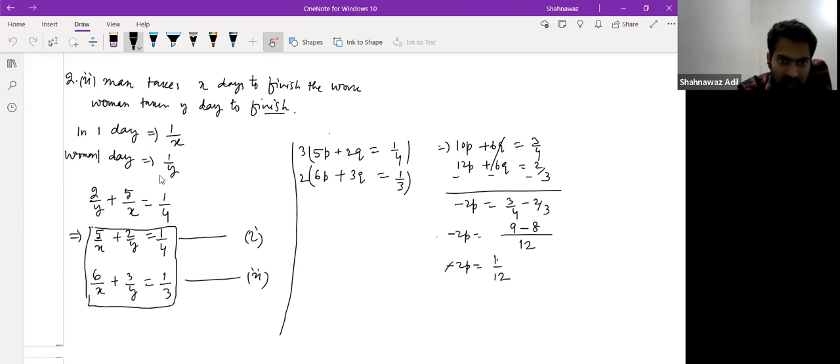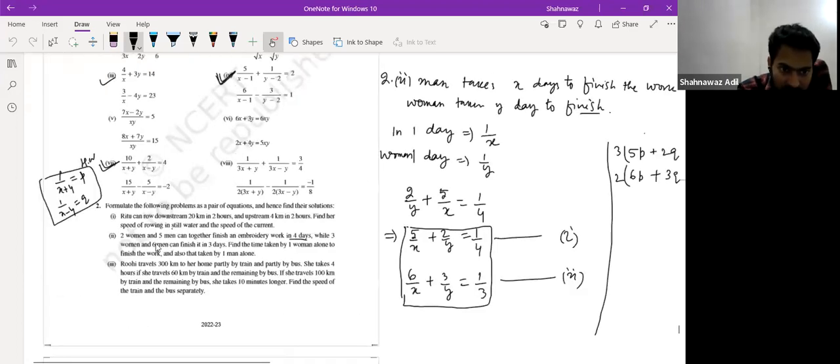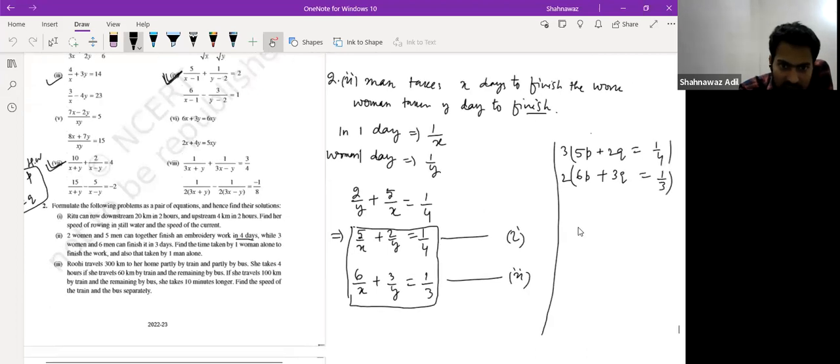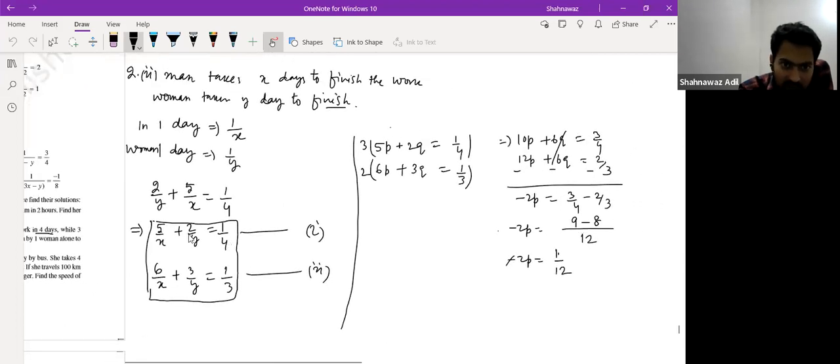So did I write 2 women and 5 men, right? So 5 by x and 2 by y is 1 by 4, right? And 3 women, so 3 by y and 6 men, 6 by x is 1 by 3, right? So this equation looks like 5p plus 2q is 1 by 4, and 6p plus 3q is 1 by 3.